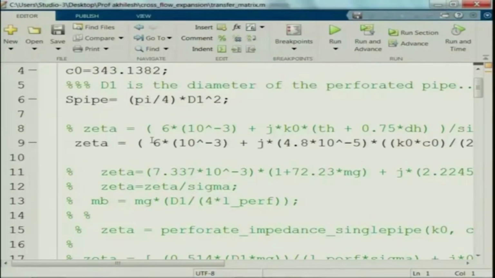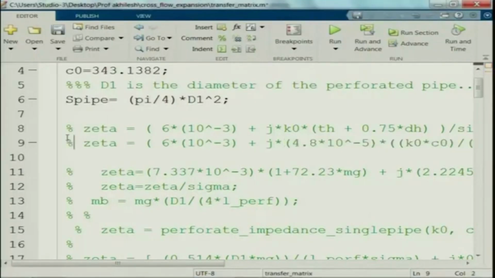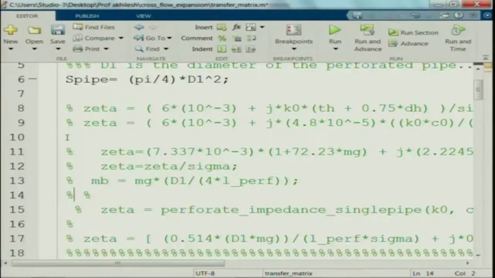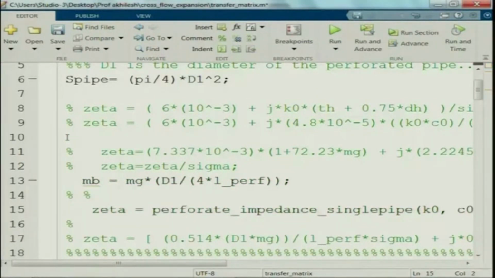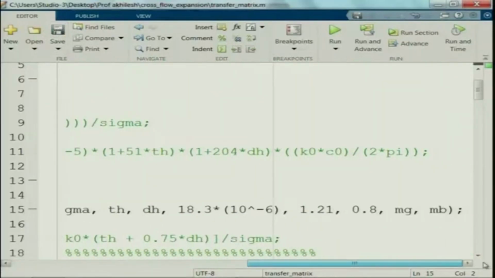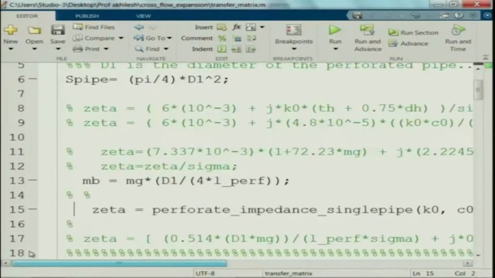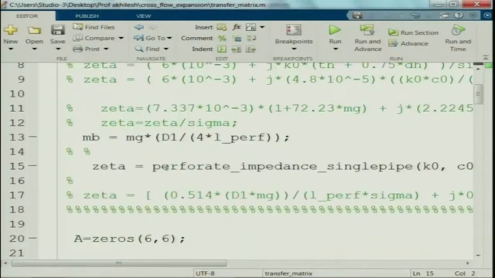We can still use the expression given by Elnady, that is this thing. So bias flow is d1 by 4 times L perforate, the expression that we derived, which is approximately valid, and these are your density values and kinematic viscosity and all that. So this is the same routine that we call.